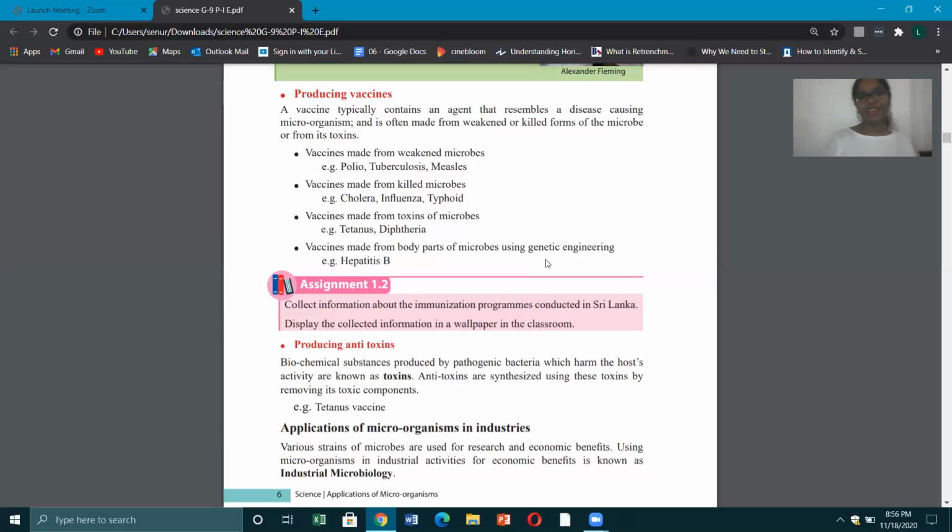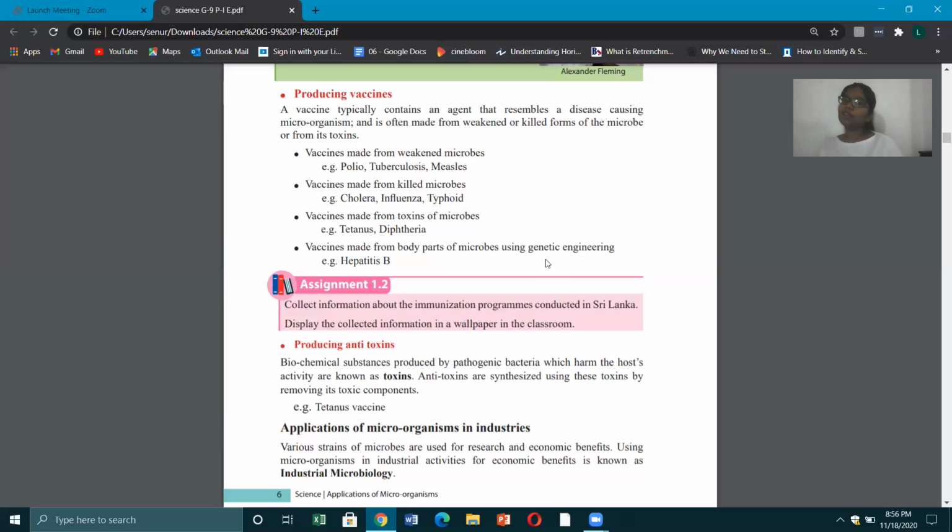And the next one is vaccines which have been made from killed microbes. What are weakened microbes? They are not active; they have been weakened. But these have been made out of killed microbes, the microbes that have been killed, okay? So how are the vaccines for cholera, influenza, and typhoid made? From killed microbes.